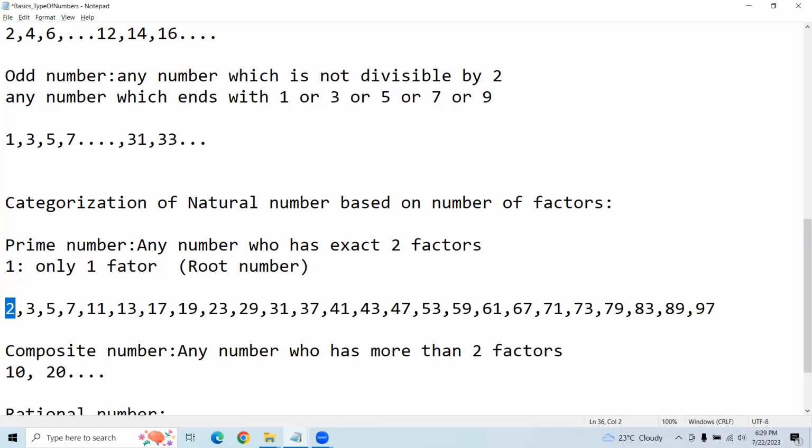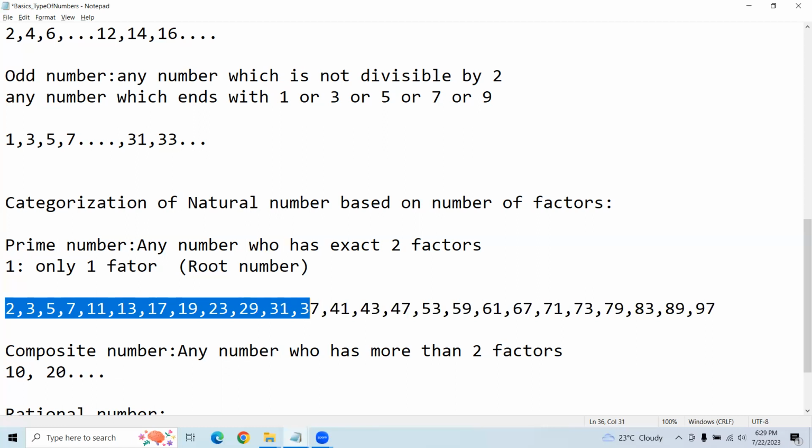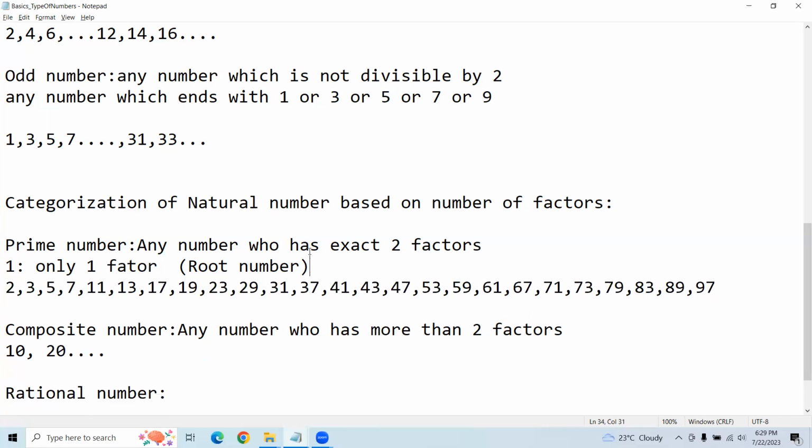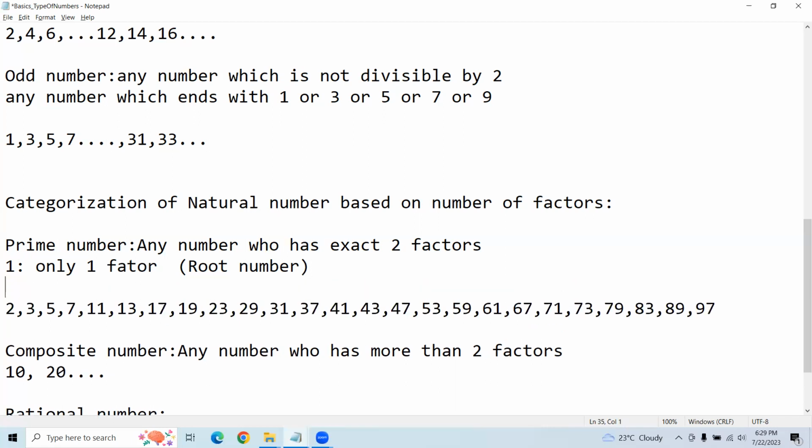Can we just count them? How many are there? 1, 2, 3, 4, 5, 6, 7, 8, 9, 10, 11, 12, 13, 14, 15, 16, 17, 18, 19, 20, 21, 22, 23, 24, 25. So we have 25 prime numbers from 1 to 100. You have to remember it. You might need it in probability or different kinds of chapters.